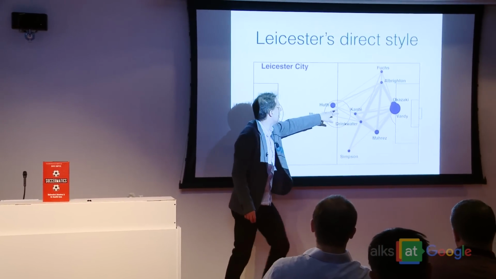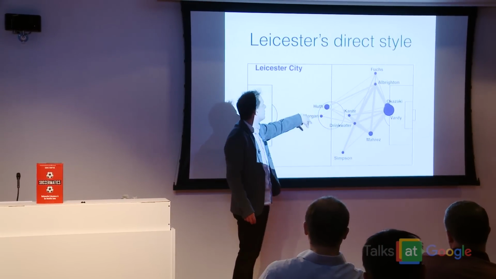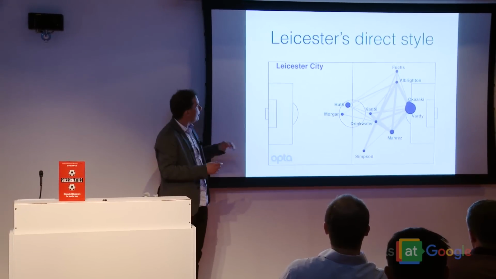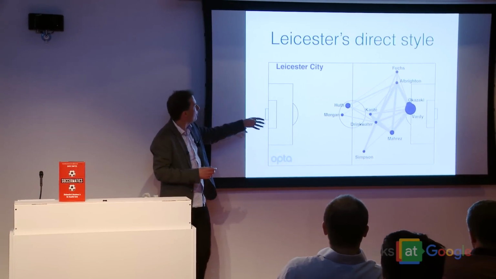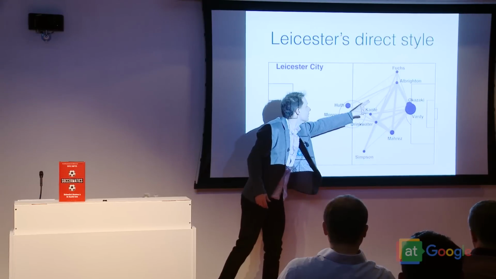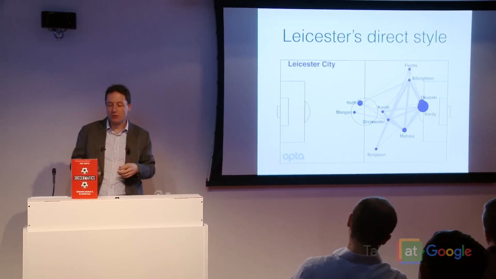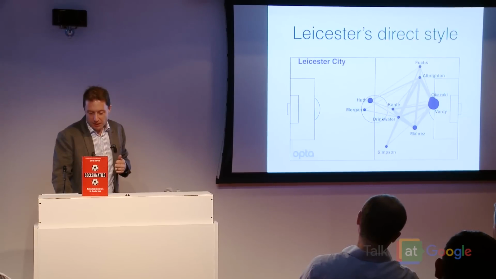It doesn't mean he shot from there. He shot closer in. But this is the typical position that they passed from. And you can get an idea of how Leicester moved the ball around. Kante is this central point that's connecting up everybody. So again, you've got some sort of tool for analysing performance.